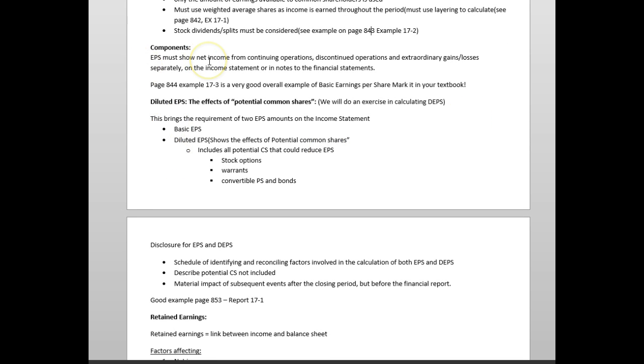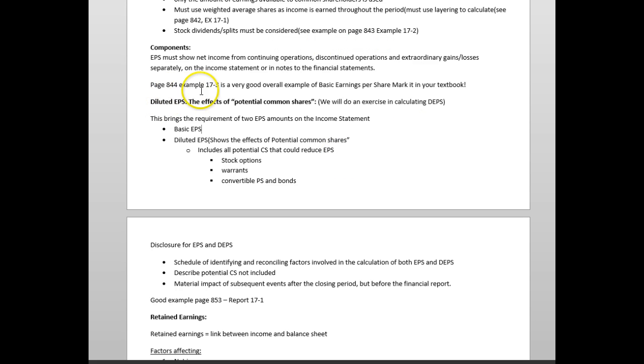Well, it must show, and this is kind of interesting, a breakdown of continuing operations, discontinued operations, and extraordinary gains and losses. So you're going to have 3 areas that break it down. And then you also have to make sure you include information in the notes to the financial statements. This is a very important number.